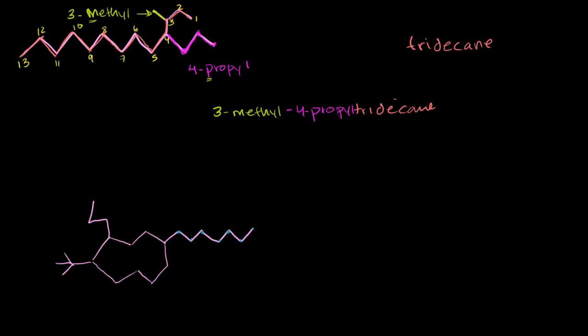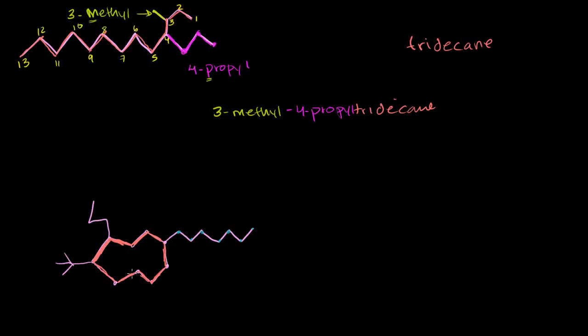Our ring has 1, 2, 3, 4, 5, 6, 7, 8, 9 carbons. So the ring is the largest core structure in this molecule. So that will be our core structure. And so we have 9 carbons. Let me highlight it. So the ring is this right here. It has 9 carbons. The prefix for 9 is non. It's all single bonds, so it's nonane.